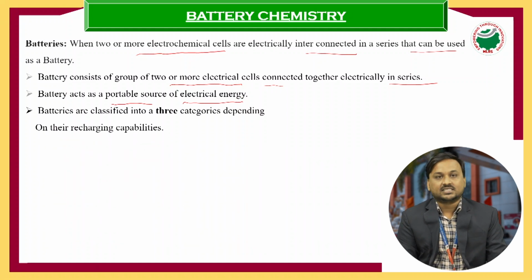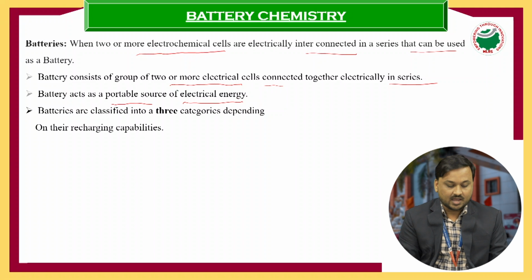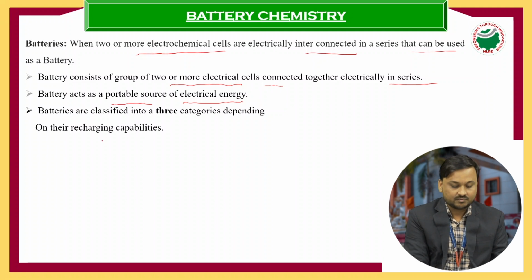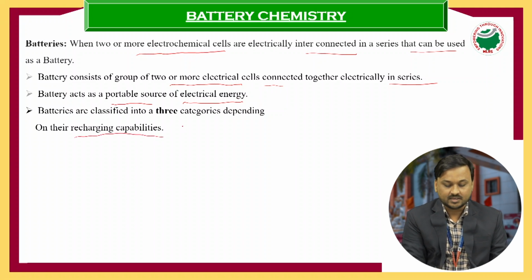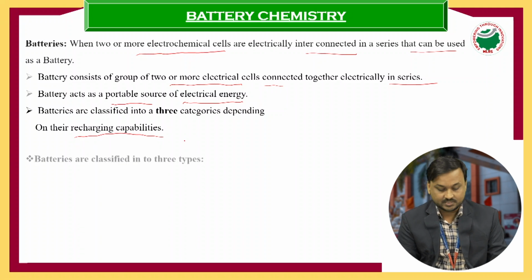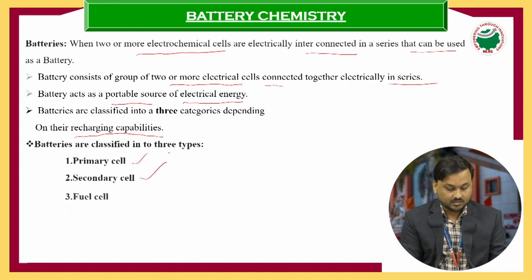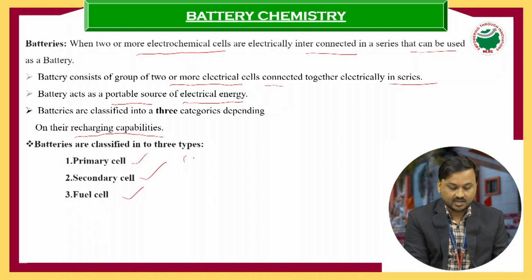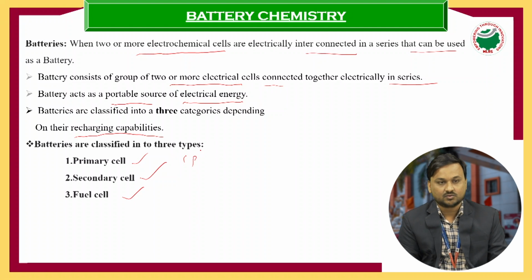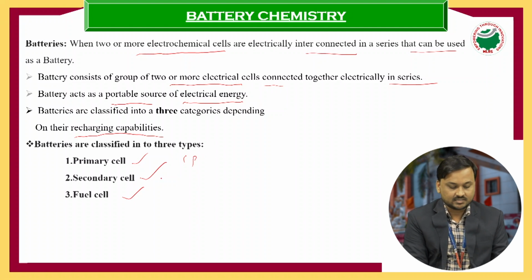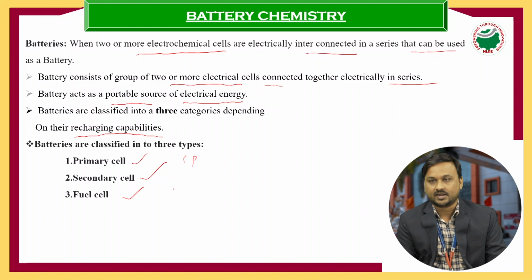Batteries are classified mainly on the basis of their recharging capability. We divide them into three types: the first is the primary cell, the second is the secondary cell, and the third is the fuel cell. Primary cells are also called primary batteries, and secondary cells are also called secondary batteries.